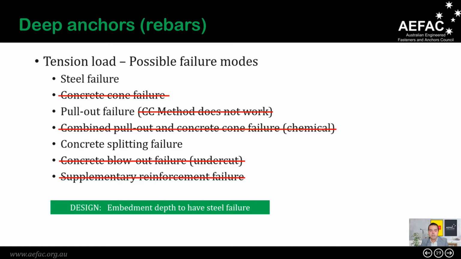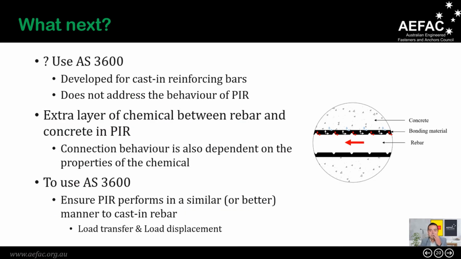So the remaining failure modes are steel failure, pull-out failure, and concrete splitting failure. Concrete splitting failure is very brittle failure. So if we are designing especially for seismic application, we do not want this kind of failure. The most preferred failure mode for the post-installed reinforcing bar or deep embedded anchors would be steel failure. And for the steel failure, we need to design for the embedment depth so that steel failure happens. So if we are designing for the embedment depth to yield the reinforcement or to yield the bar, we could use AS 3600. We don't know, let's see.